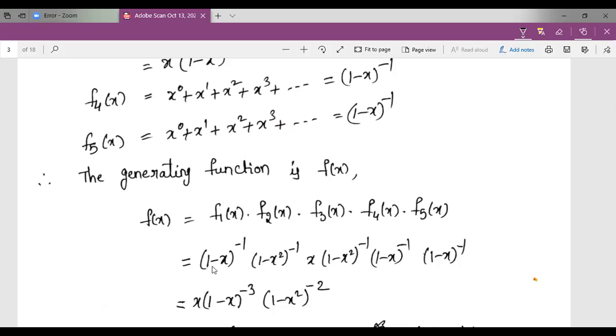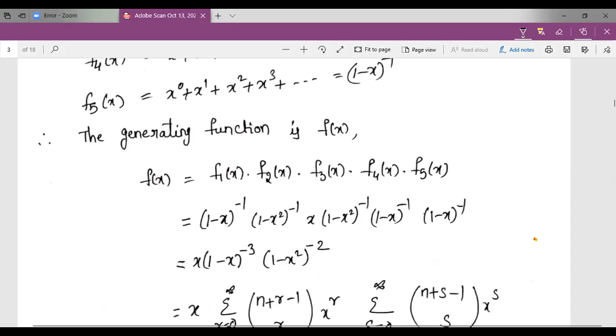So here the bases are equal, so the powers add. So we get (1 - x)^(-3), that is -1, -1, -1, so total -3. Here the (1 - x^2) term appears twice, so (1 - x^2)^(-2). So x is constant: x into (1 - x)^(-3) into (1 - x^2)^(-2). Okay. So in this form, we have to find the coefficient of x^30.